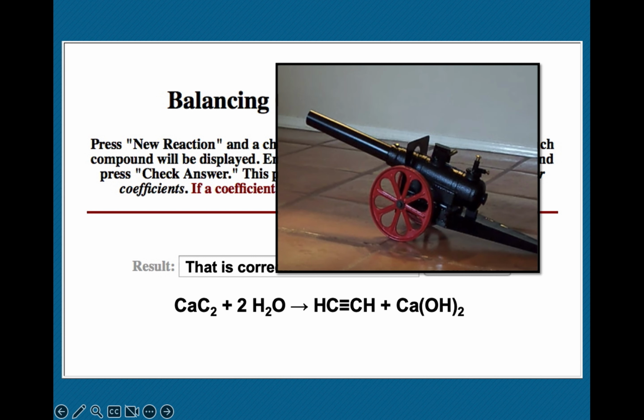Kind of really neat. You could put all sorts of stuff in the barrel here, and it would shoot it halfway across the yard. Really kind of neat. That's just how we do work. Any questions?